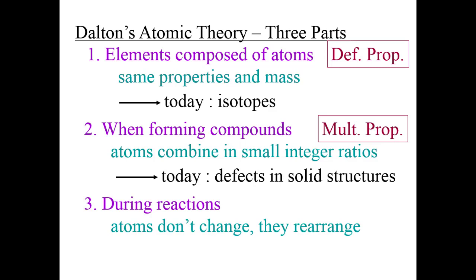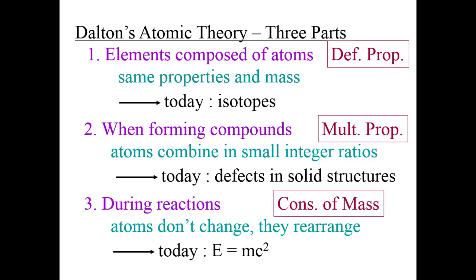Third, during reactions, atoms don't change. They simply rearrange. This helps explain the law of conservation of mass. If all of the atoms present at the beginning of a reaction are still there at the end, then the mass should not change. It should be conserved during the process. We know today that in some processes, such as nuclear fusion reactions, mass is converted to energy and thus not conserved. However, even with all these exceptions, Dalton's theory still pertains to simple chemical processes that involve molecular substances, and thus gives us a basis for starting our exploration of chemistry.